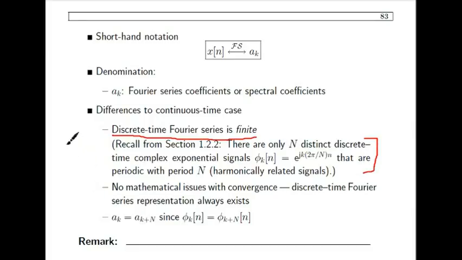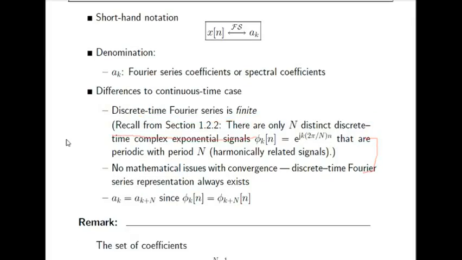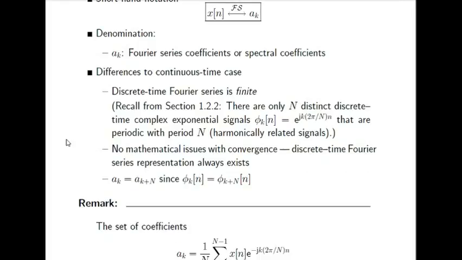Okay, so it is written only in this finite form. There was the issue of convergence with the continuous time Fourier series representation. There is no such issue with discrete time Fourier series representation. The discrete time Fourier series representation always exists. And a_k equals a_(k+N), where N is the fundamental period, since phi_k of n equals phi_(k+N) of n.